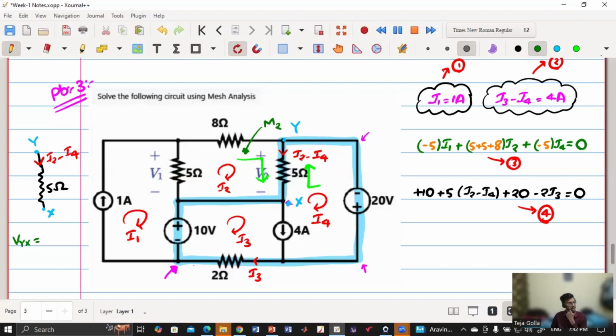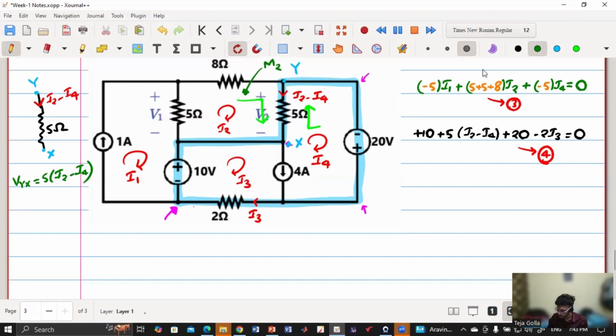What is the value of V by X using Ohm's law? I2 minus I4 into 5. Yes, 5 into I2 minus I4. Okay, so now let me consider the same thing, but in a different way.